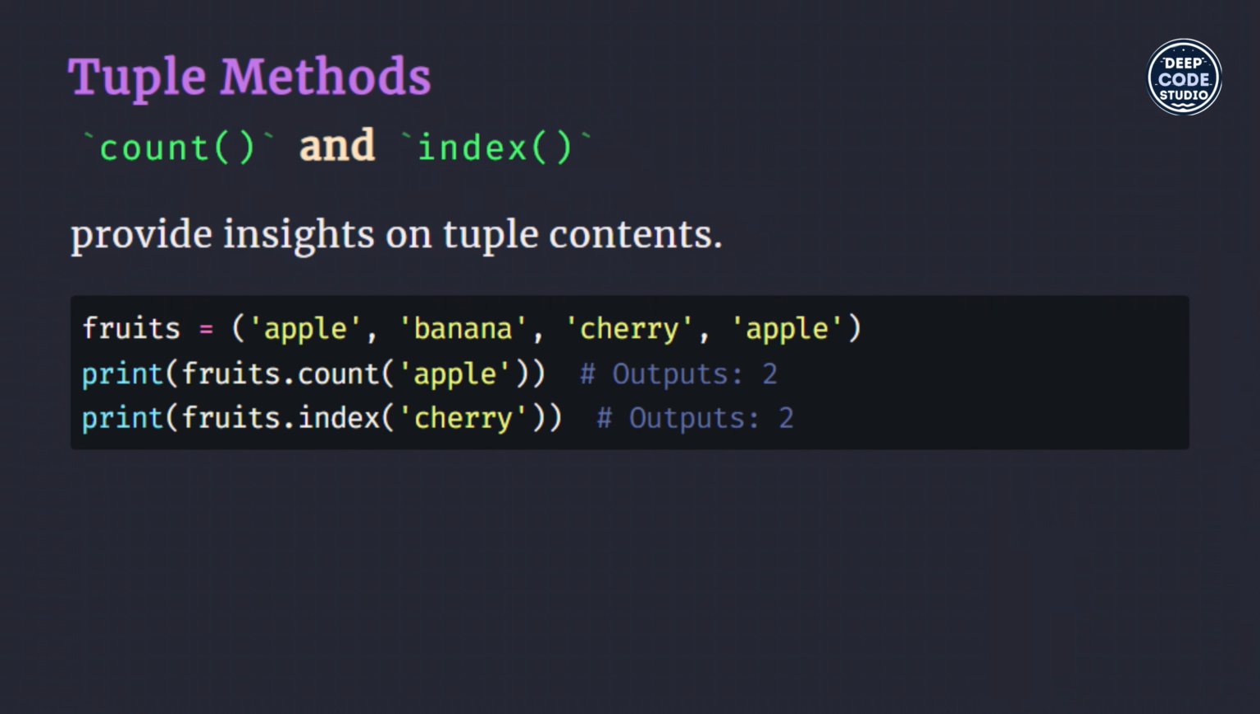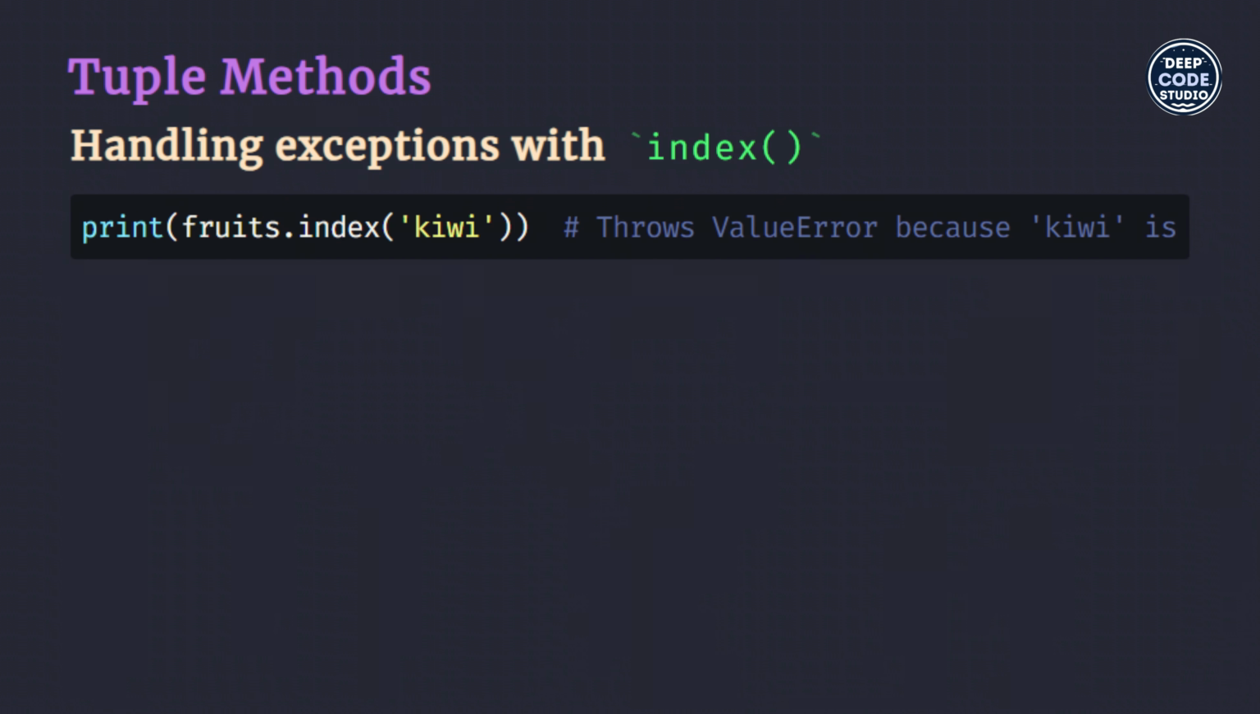But be careful. If you try to find the index of an item that is not in the tuple, like in this example I am trying to find the index of kiwi, then it will throw a value error because kiwi is not in the tuple. And these methods are very helpful when we need to know more about the elements in a tuple. For example, when we analyze data, we can use these methods to find and count items inside a tuple. And that is all for this part.